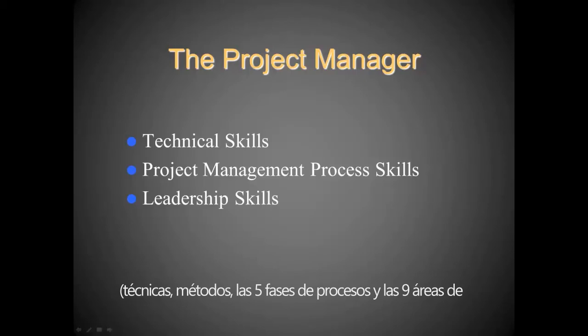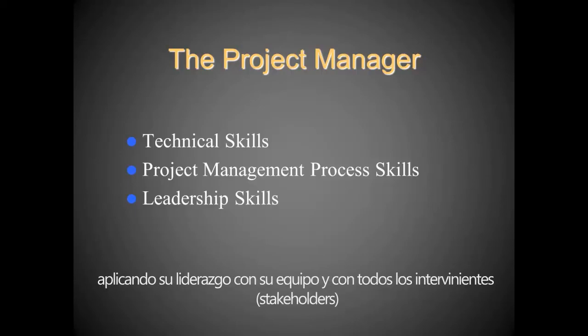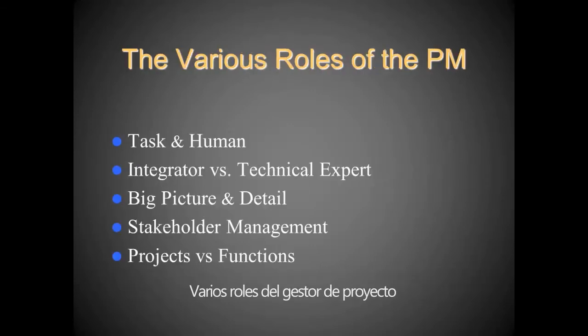Also, the project manager has to have project management skills. What does it look like to get from the beginning to the end of a project? What's the process to do that? What are the tools? What are the 5 process areas, and what are the 9 knowledge groups? Leadership skills. To effectively do a project, a manager has to have the leadership skills to work with the team and with all of the other stakeholders.